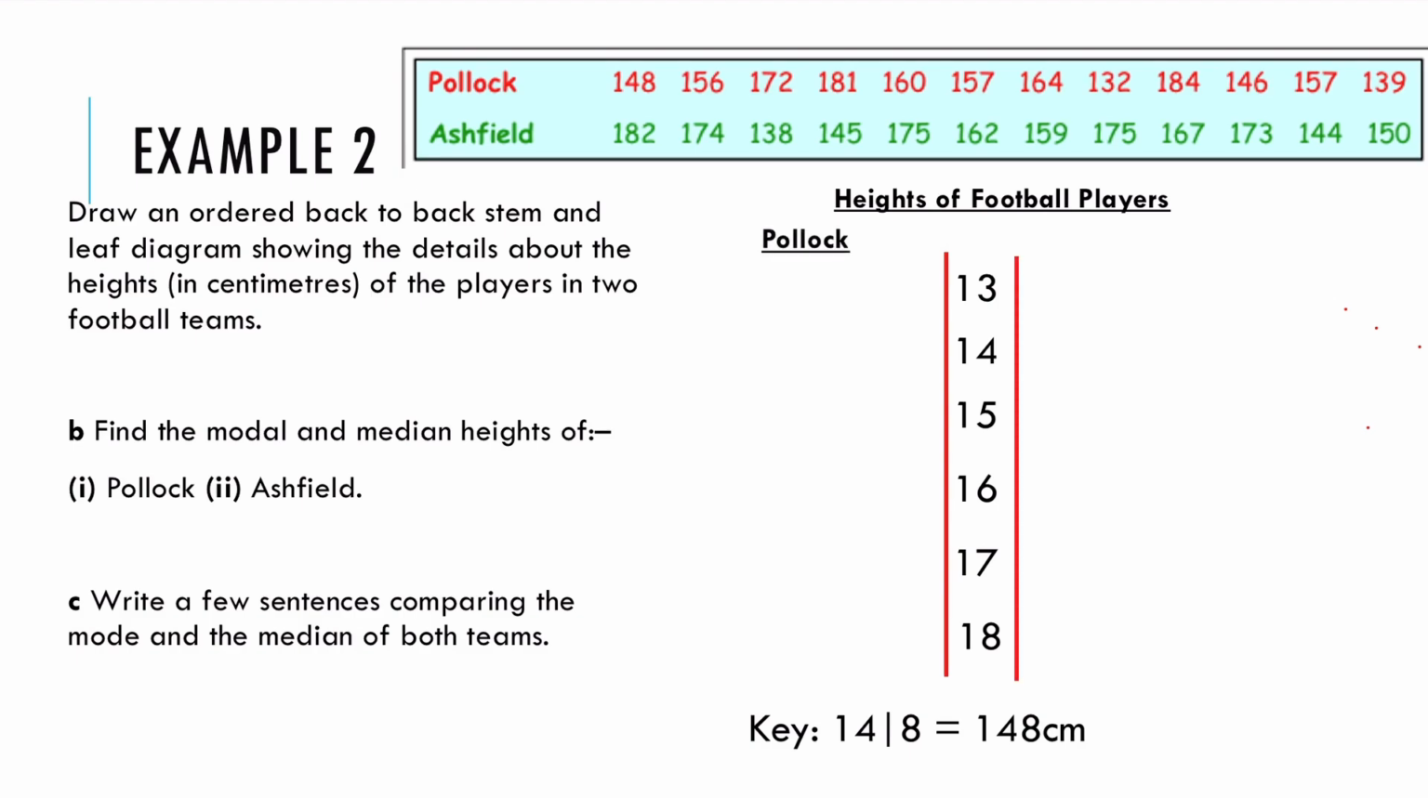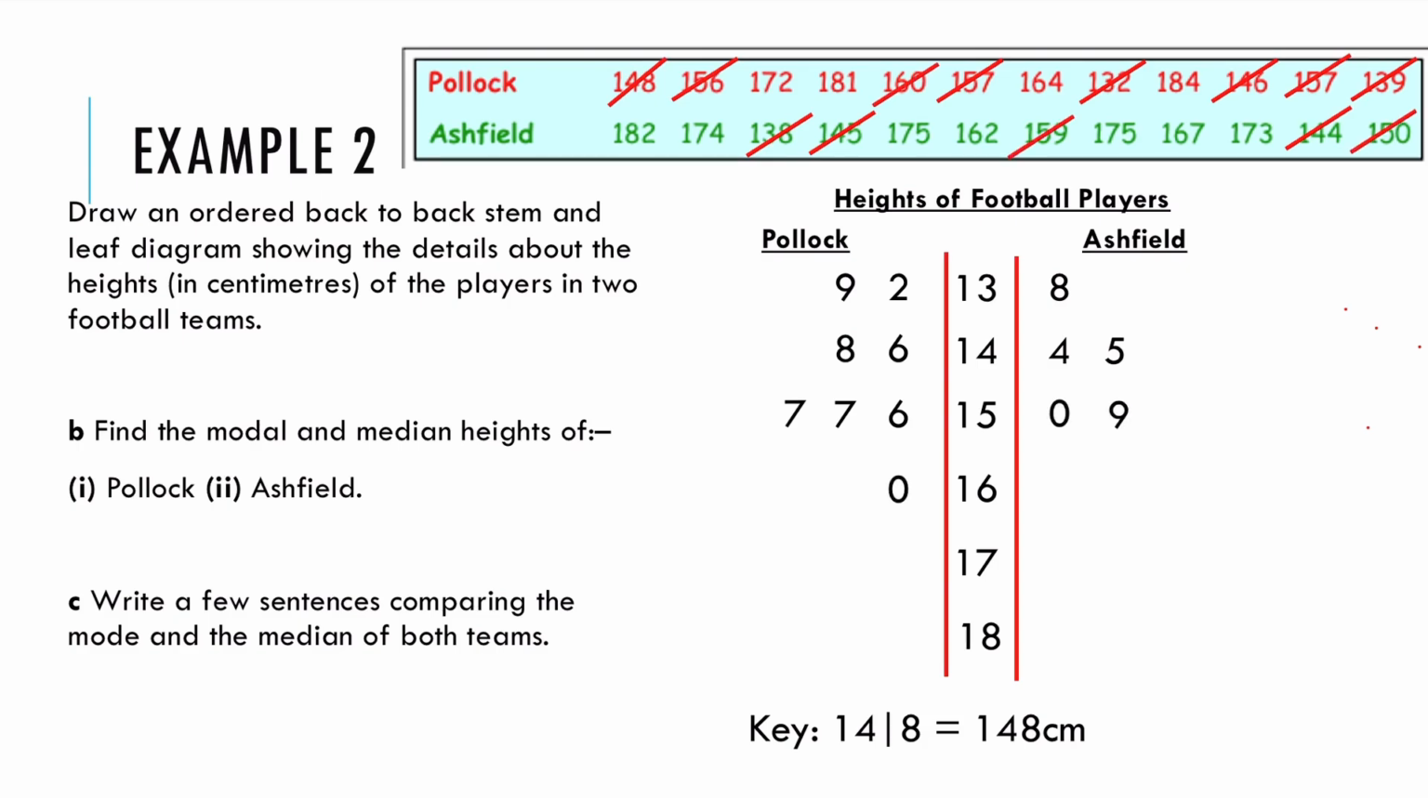Now I'm going to put a heading on each side. The left-hand side will be for Pollock and the right-hand side will be for Ashfield. Now remember, like in the last one, we're going to make sure that the smallest numbers stay closest to the stem. So starting with any numbers in the 130s, I'll fill out Pollock, so 132, so the 2 would go in the leaves and the 9 would also go in the leaves. Then for Ashfield, doing the same thing. For Pollock, the 140s, and for Ashfield, the 140s. For Pollock, the 150s, and for Ashfield, the 150s.